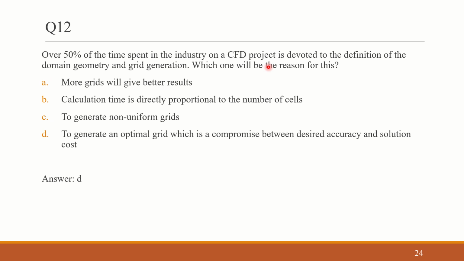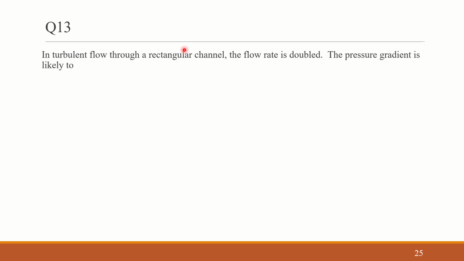And question 13, it is about in turbulent flow through a rectangular channel, flow rate is double. The pressure gradient is likely to dash. So what happens to pressure gradient if we double the flow rate? I'll give you the options. Option A, remains the same. Option B, double. Option C, quadruple. Option D, be 16 times higher. What is your guess on this particular problem?